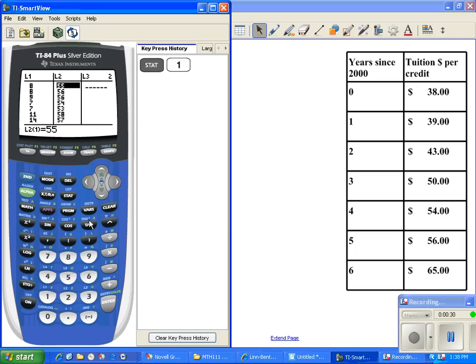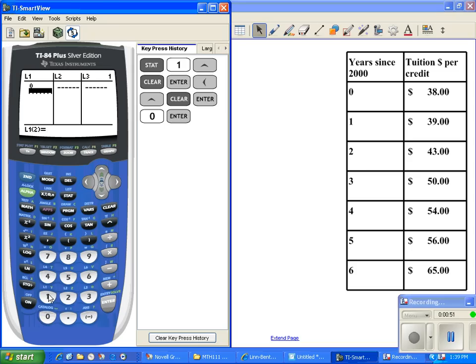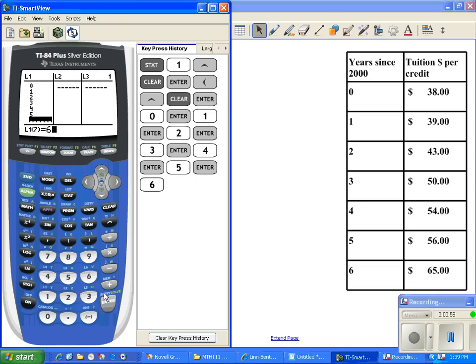Now I have some old data in here, so the quick way to clear out the old data is highlight L2, hit clear, and then enter. And then over here, highlight L1 and hit clear and enter. Be sure you're using clear and not delete. So putting in my X values into list 1, I've got 0, 1, 2, 3, 4, 5, and 6. So again, I'd represent the years 2000 through the year 2006.